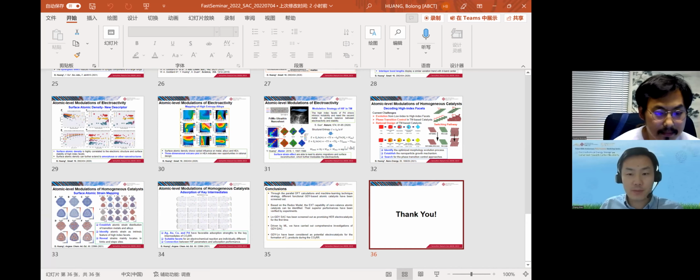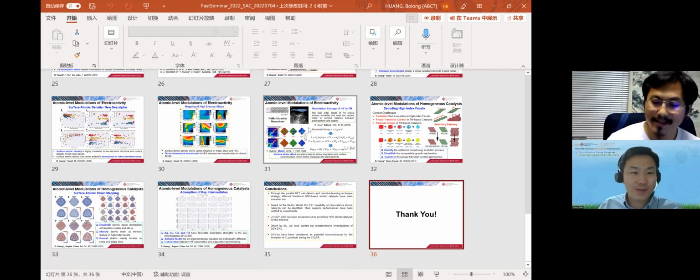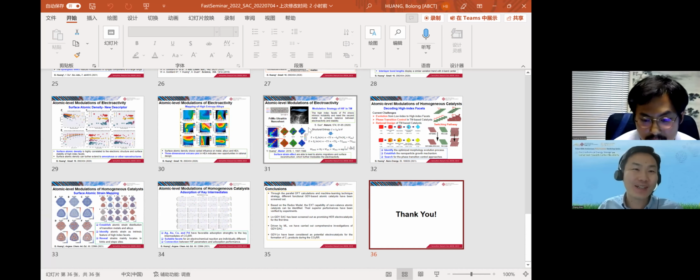So I'm asking simple questions. Here, actually, in the batteries, we want to do the opposite. Here, you want to catalyze the HER or OER reactions. In the batteries, we want to prevent the reactions. So do you have any comments if we want to prevent the HER or OER?